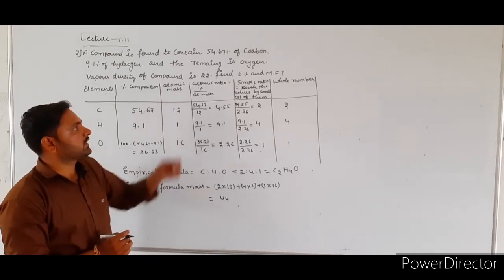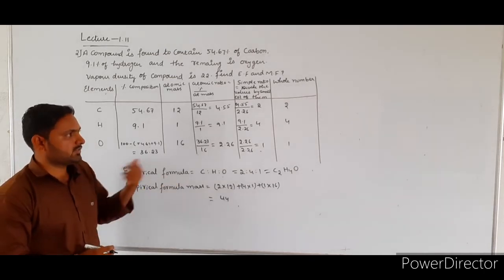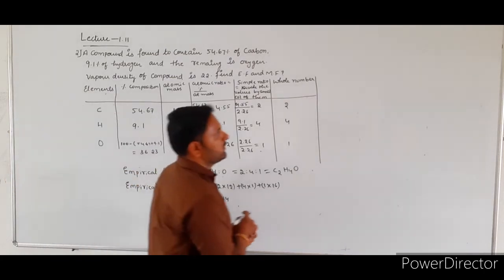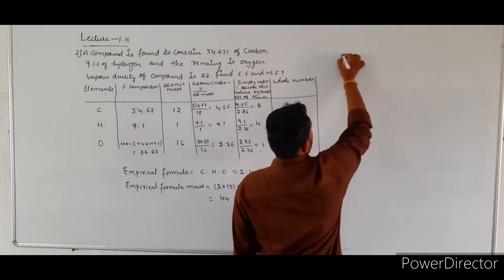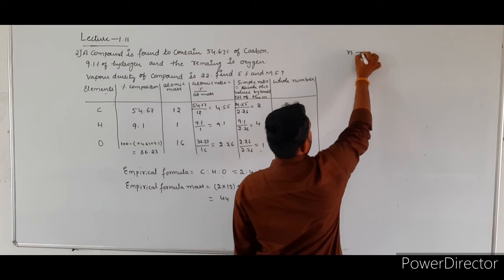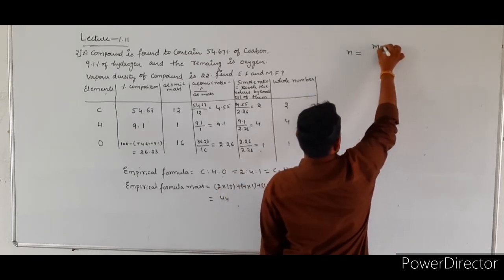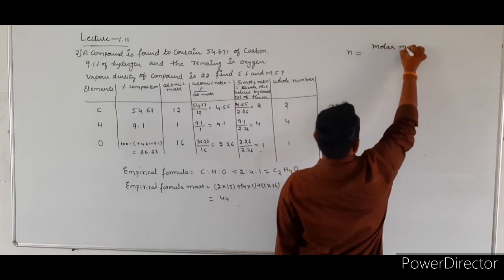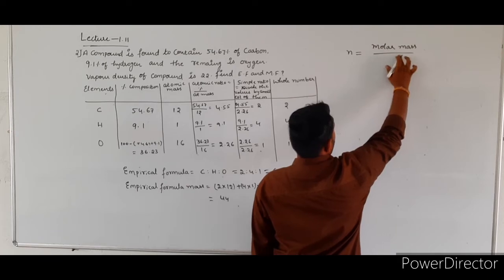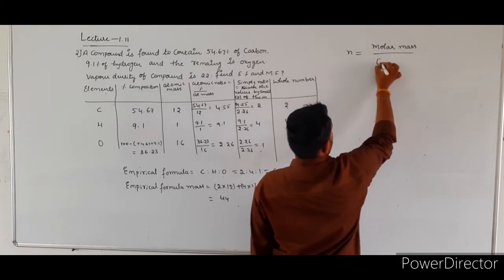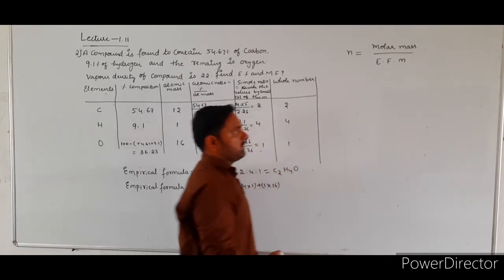Now let us find out the molecular formula. This is the empirical formula. Next, we will find out the molecular formula. To find the molecular formula, first you have to calculate the n value. What is the n formula? n is equal to molar mass divided by empirical formula mass.